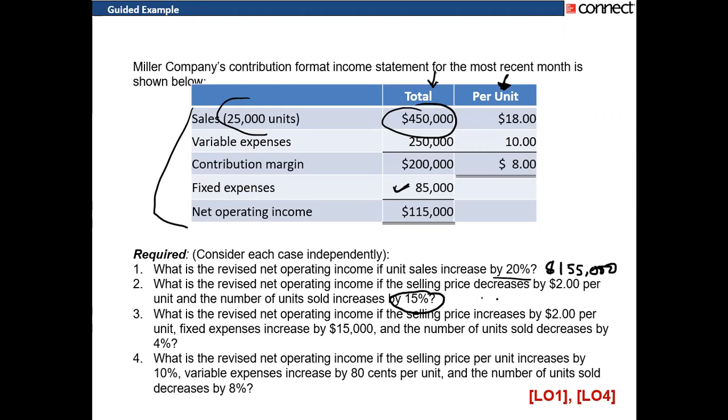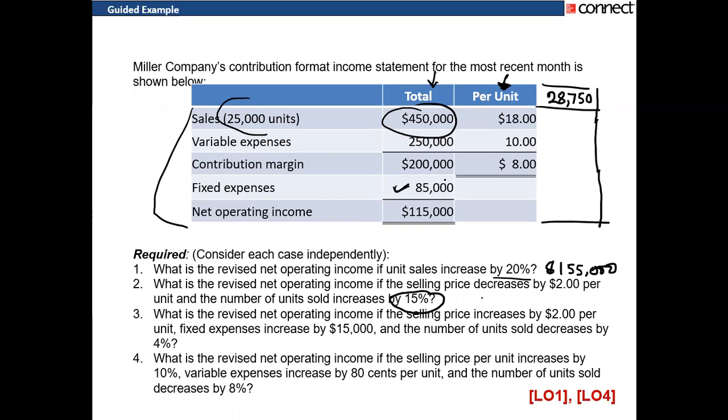Now, if the number of unit sales increases by 15%, what will be the revised units of sales for the increase of 15% from the 25,000 units? The responses are coming. 28,750. Yeah. So now we like to deal with the case of 28,750 units. This is the revised unit for the requirement 2.